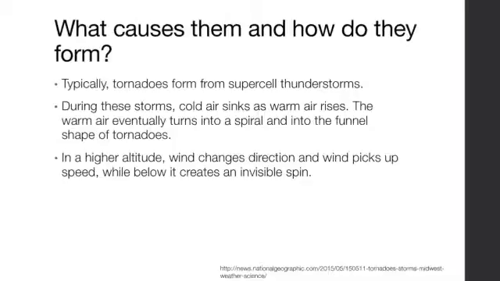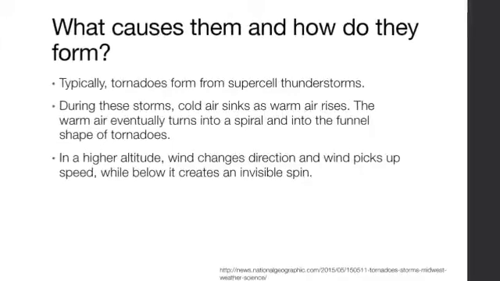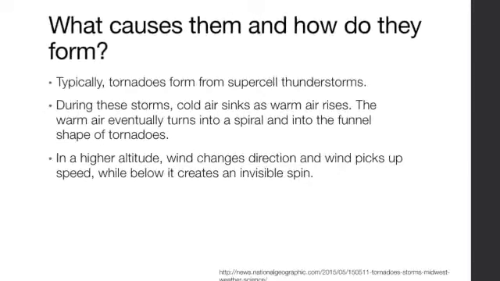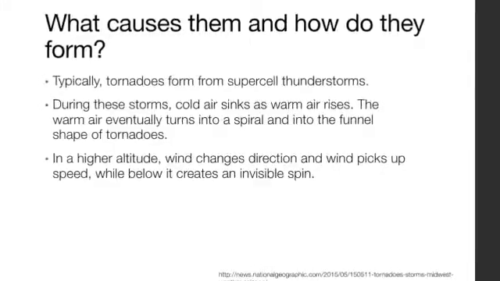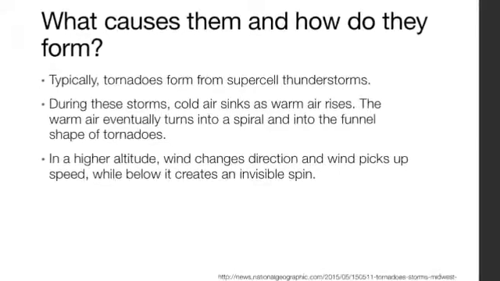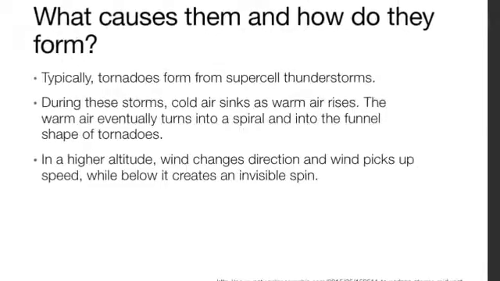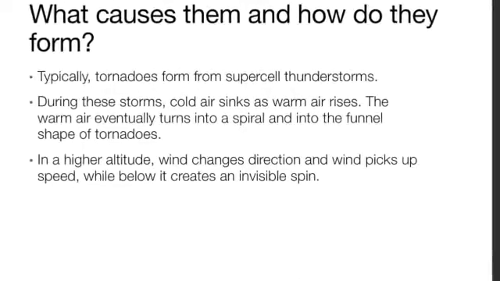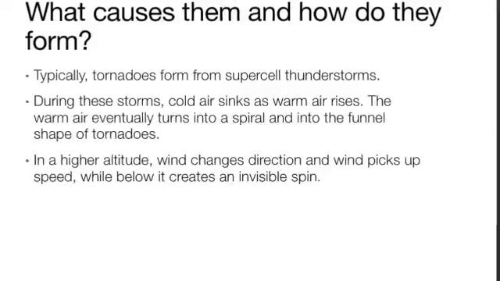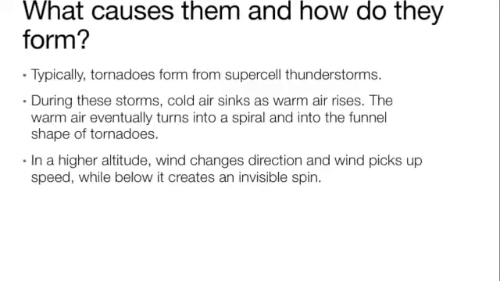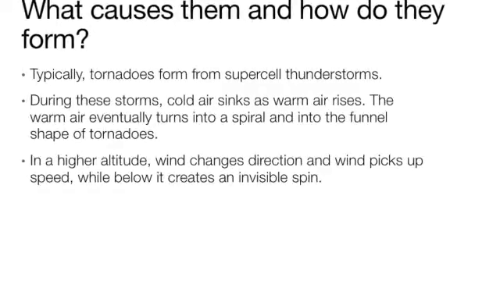Most tornadoes form from supercell thunderstorms, and during these storms, as with all air on Earth, the cold air sinks as warmer air rises. As the warm air rises, it eventually turns into a spiral and into the funnel shape that we know as tornadoes. And then at higher altitude, the wind changes direction and picks up speed, while below it creates an invisible spin, which is the tornado forming.